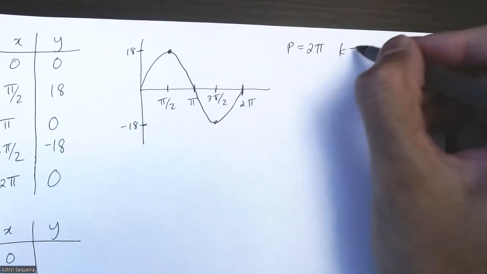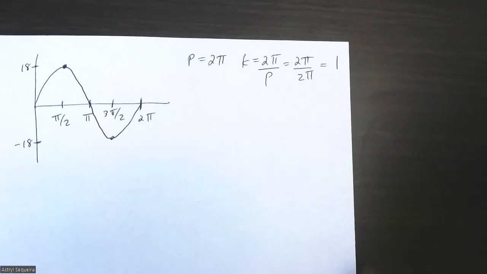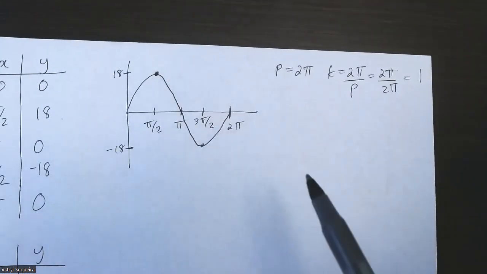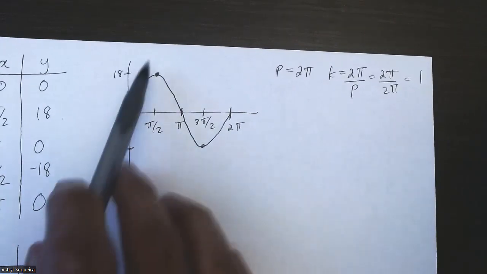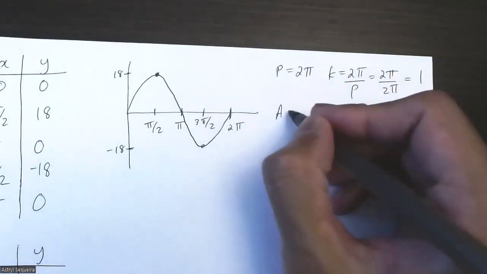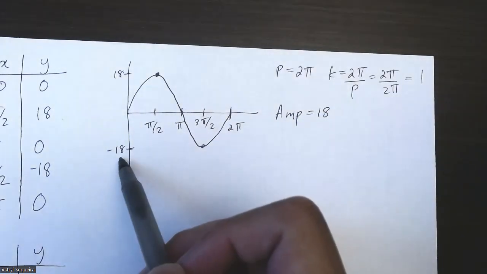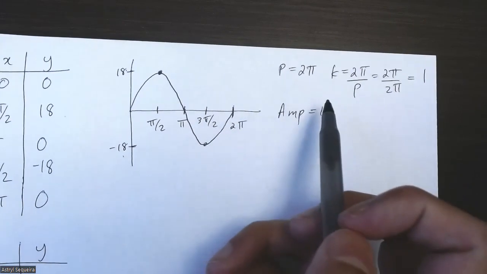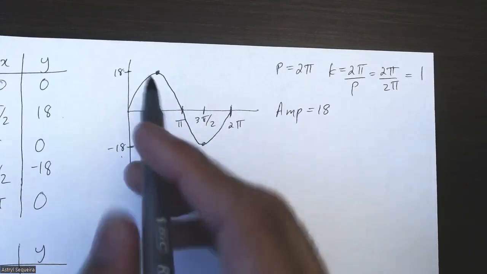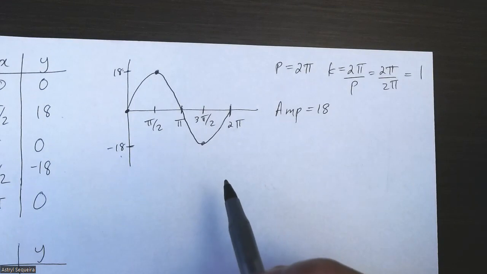So k is just 2 pi divided by my period. In this case, it's just 2 pi divided by 2 pi, which is 1, just a regular sine wave with no horizontal compression or stretch. You can tell that the amplitude of this wave is 18. You can just look at it from the graph, but if you want to, you could also do 18 minus negative 18, which is 36, and then divide that by 2. That's the formula method. You would get 18 as well. And there's no phase shift here because the sine graph starts right there on the y-axis.